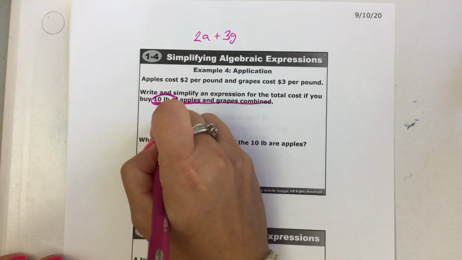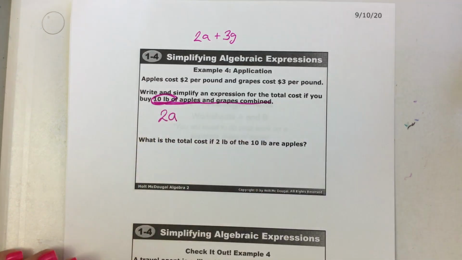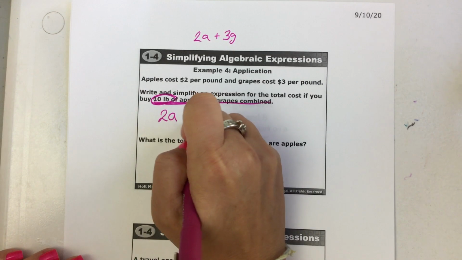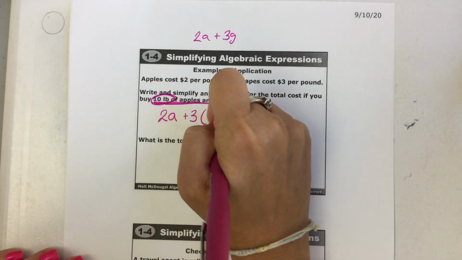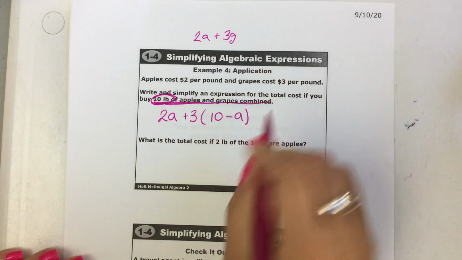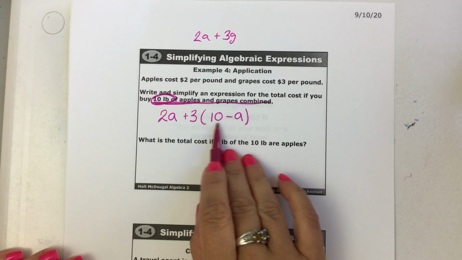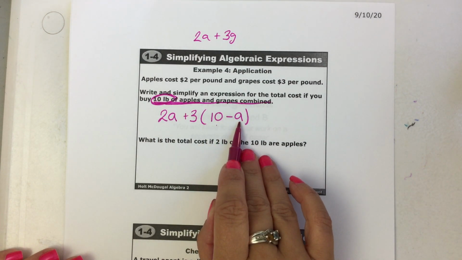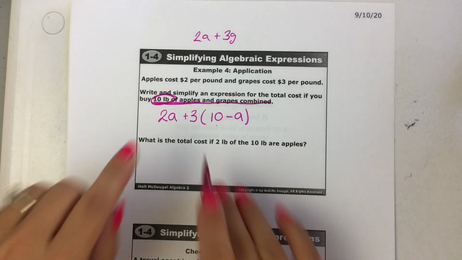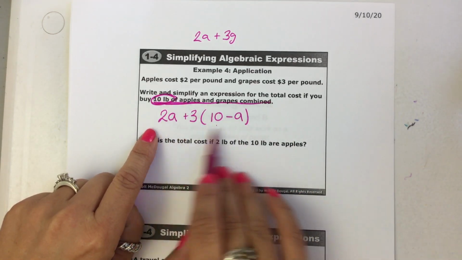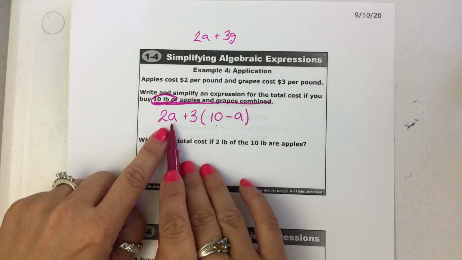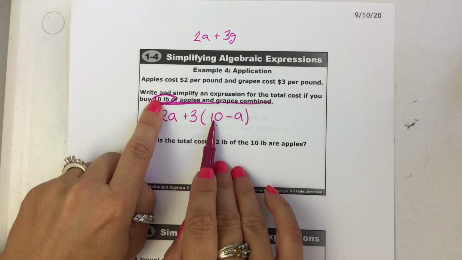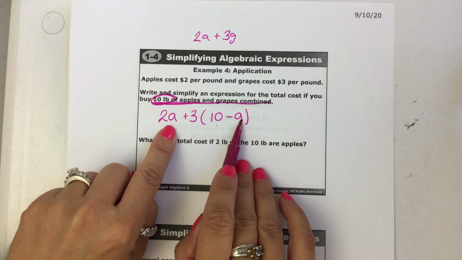So I could say $2 times however many pounds of apples and $3, but grapes is going to be 10 pounds minus apples, because 10 pounds is how much you buy total, minus the amount of pounds of apples you bought, that's how many grapes you would have left. So here's what your statement would actually be. $2 per pound of apples plus $3 per pound of grapes. The amount of grapes is your 10 pounds total minus how many apples you got.